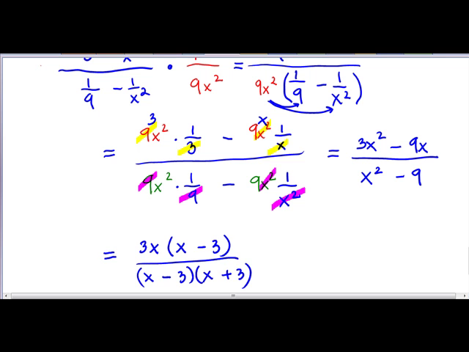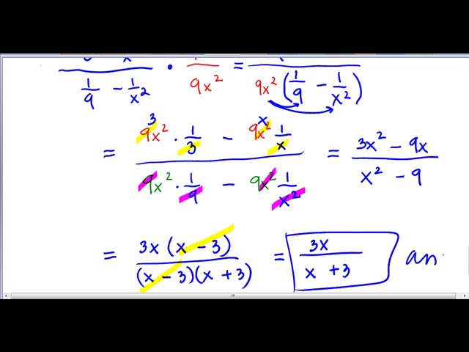Now, we want to divide out a common factor because I see that the x minus 3 factor and x minus 3 here are common. Divide out. So we're left with 3x over x plus 3. This is the answer, exactly the same answer that we got using method number 1.